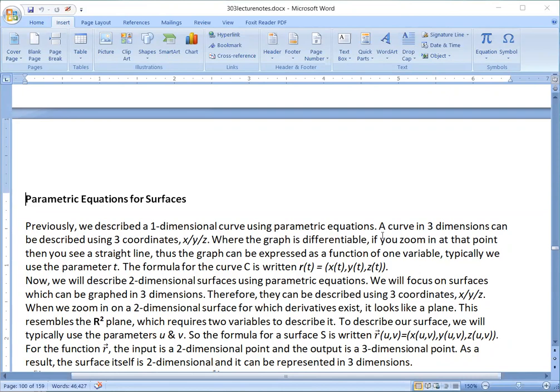Now, of course, if we have a 2-dimensional surface, and if derivatives exist and you zoom in, then it looks like a plane. Of course, we've talked about this before. This is the tangent plane. And it resembles the R2 plane. And to describe this plane, of course, you would need 2 variables to describe it. Now, to describe our surface, we're typically going to use the parameters u and v.